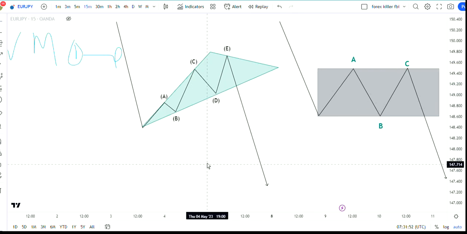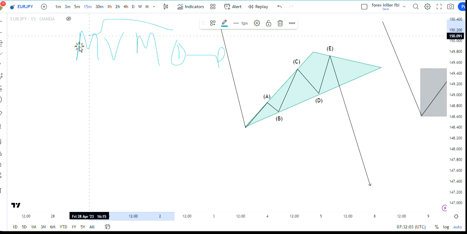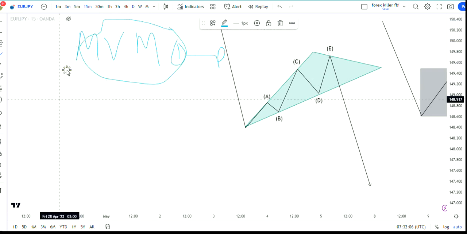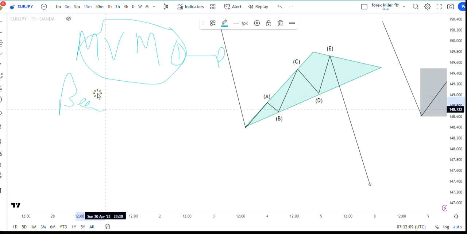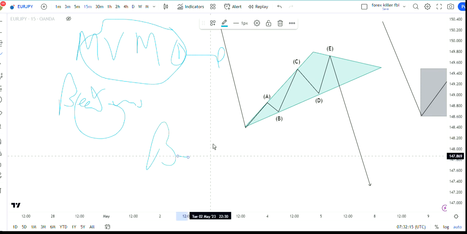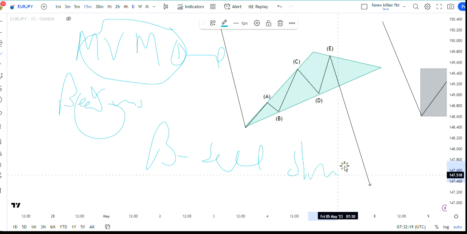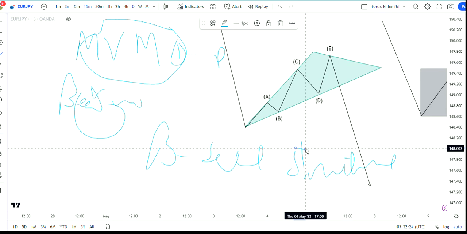Right there. So this is what we call formula 1, and this formula 1 is what we use in a bearish move. Bearish move means we use it in a sell structure.